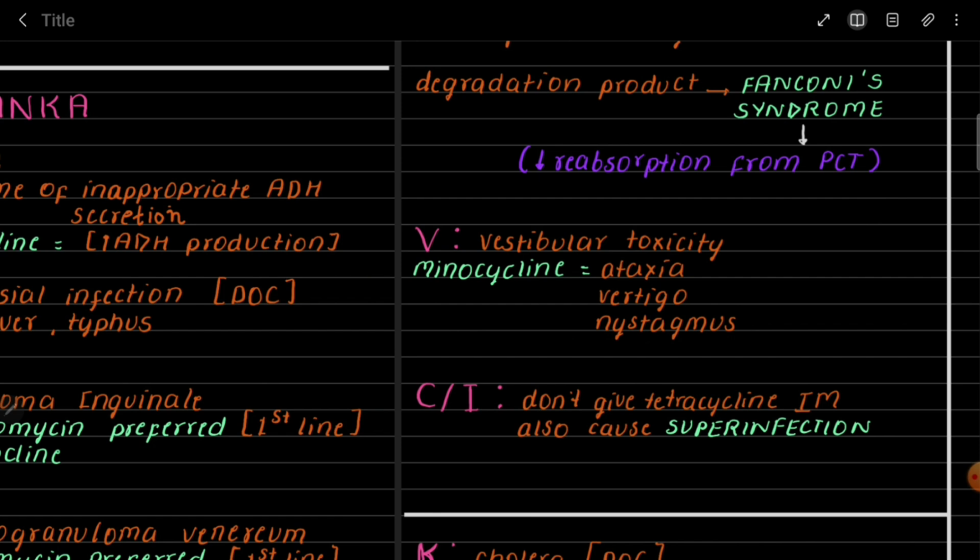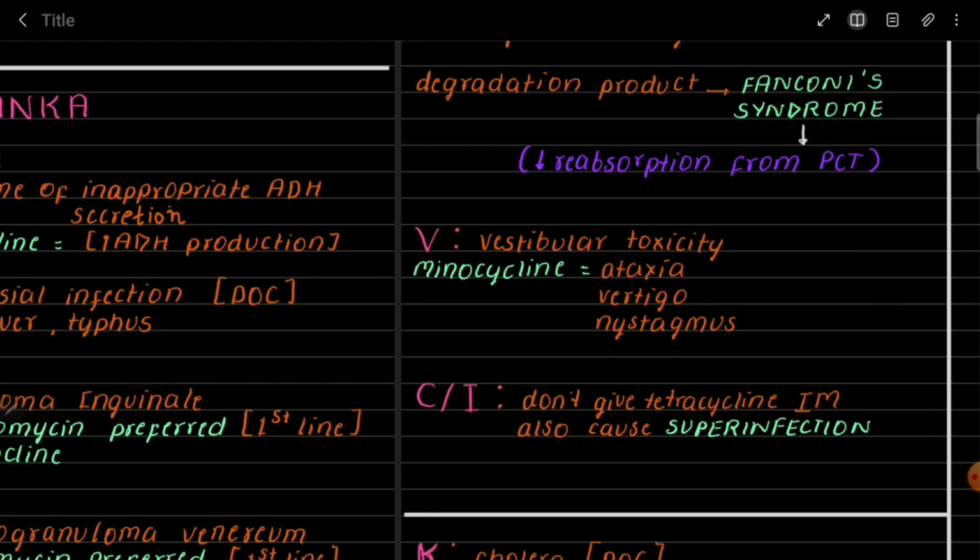Let us look at a few contraindications now. I just told you that tetracyclines are contraindicated in pregnancy, and they are also not to be given intramuscularly because it is a very painful route. They also cause superinfection. This is not a contraindication, but just an additional point that tetracyclines will cause superinfection.